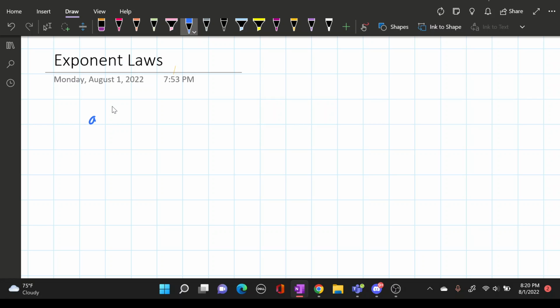The first exponent law I want to cover is when you're multiplying two numbers that are the same but with different exponents. So here we have both base a. First, what you should know about exponents before I even get started: if I have a base and an exponent, we have two parts. The first part is the base, and the second part is the exponent.